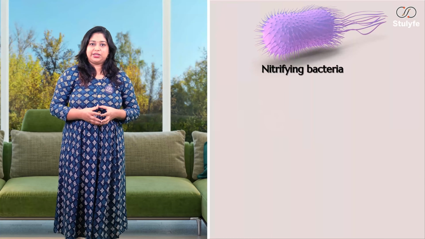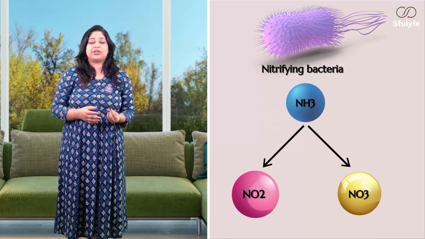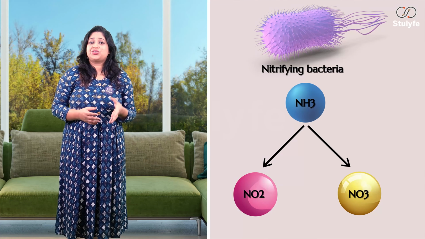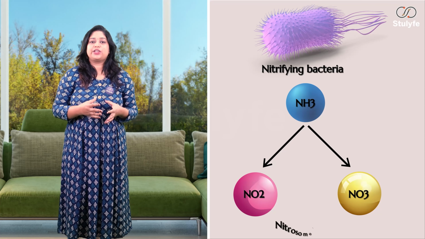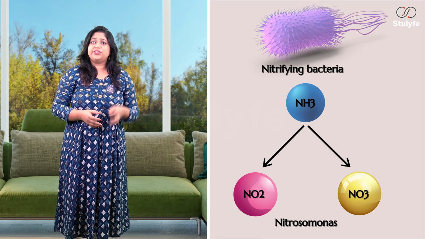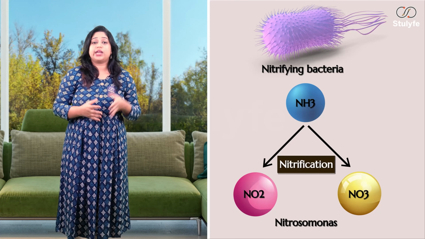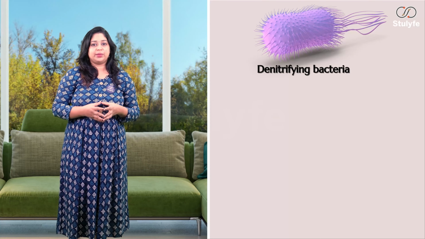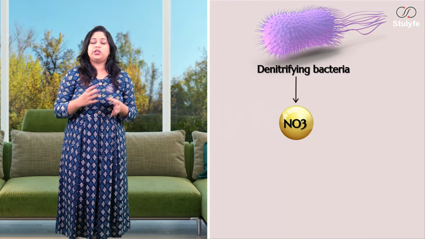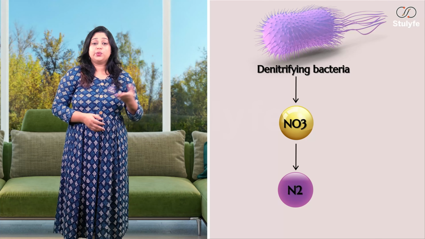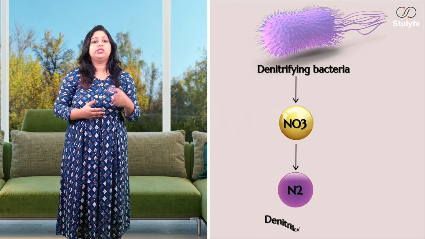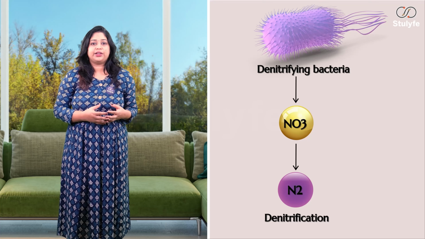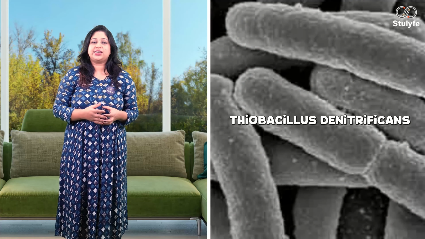In the soil, there are various types of bacteria. One is the nitrifying bacteria, which converts NH3, ammonia, to nitrite and then to nitrate, that is NH3 into NO2 into NO3. An example of nitrifying bacteria is Nitrosomonas. The process in which ammonia is converted into nitrate is called nitrification. Another is the denitrifying bacteria, which converts the nitrates from the soil into nitrogen, NO3 converting into N2. This process of conversion of nitrogenous compounds to gaseous nitrogen is called denitrification. An example of such denitrifying bacteria is Thiobacillus denitrificans.